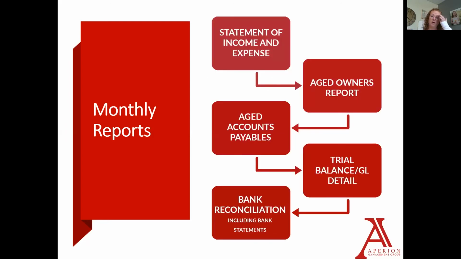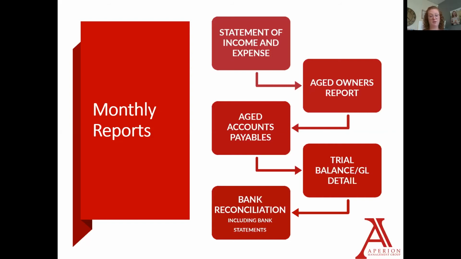Your monthly reports are going to consist of the following list. You are always going to get your balance sheet. You're always going to get your statement of income and expenses. You will see an aged owner's report in there, which is otherwise referred to as AR. And you're going to see the aged accounts payable, so any of those accounts payable that were in the system at the end of the month before we close the books. There could be various reasons for that. Sometimes we don't have vendor insurance that's current, so we may be holding payment on a vendor to make sure that their insurance renewals come in.